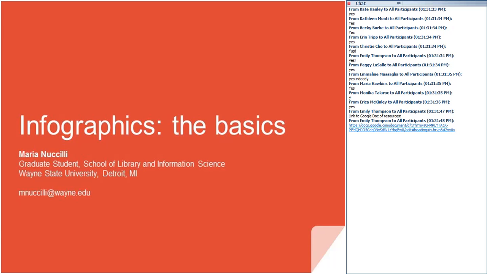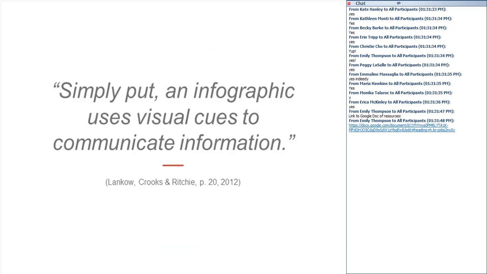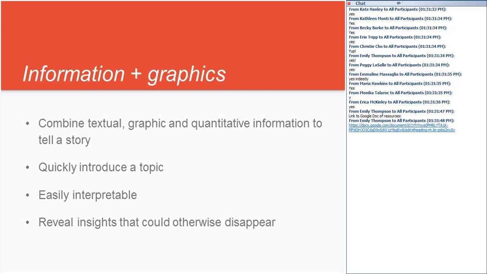Okay, so let's get started. So what exactly are infographics? Here is a simple definition. An infographic uses visual cues to communicate information. Another way to think of it is pretty obvious. It's pretty much just information plus graphics.